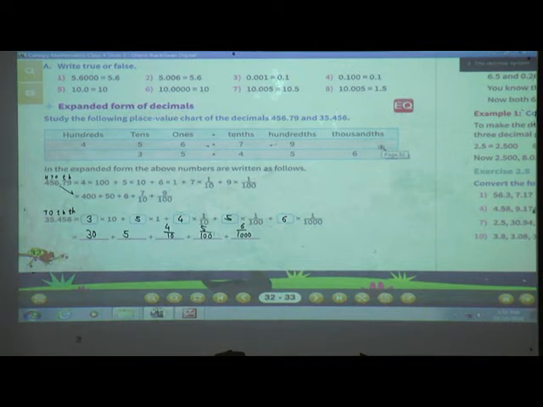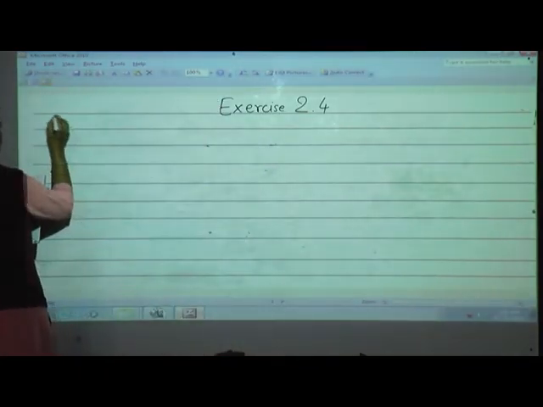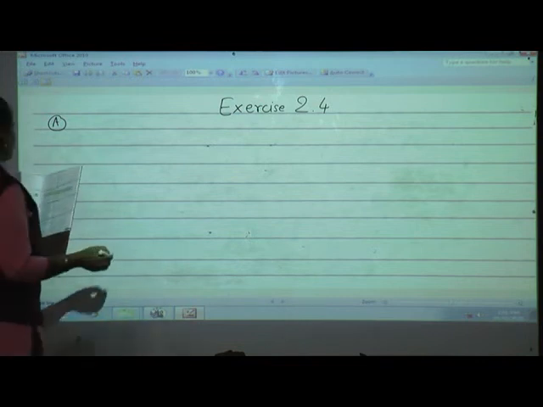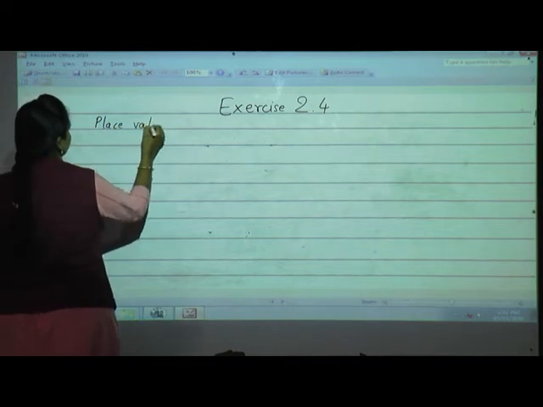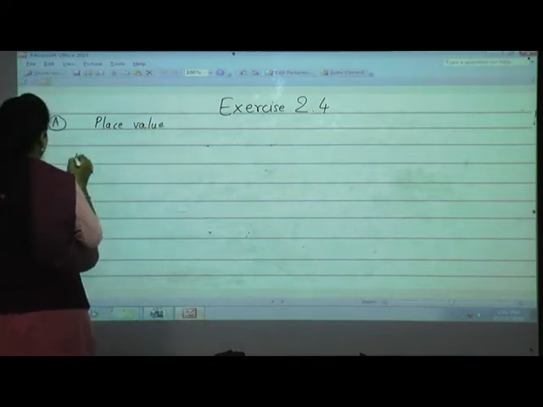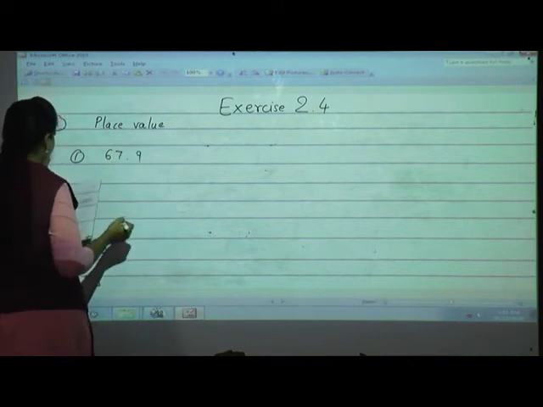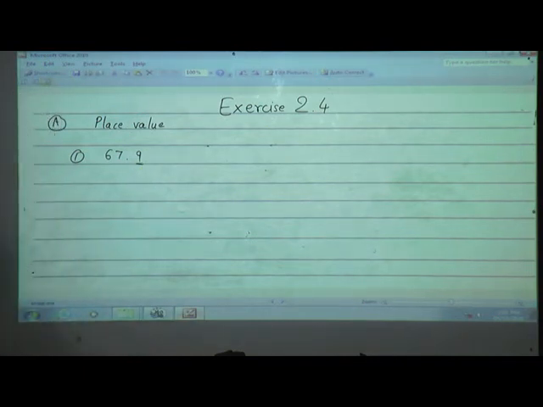Now we will solve our exercise 2.4. What is the A question? Find the place value of the digit in blue. Place value we have to find out, isn't it? So the first, what will we do? Instead of blue, we will underline the digit, isn't it?